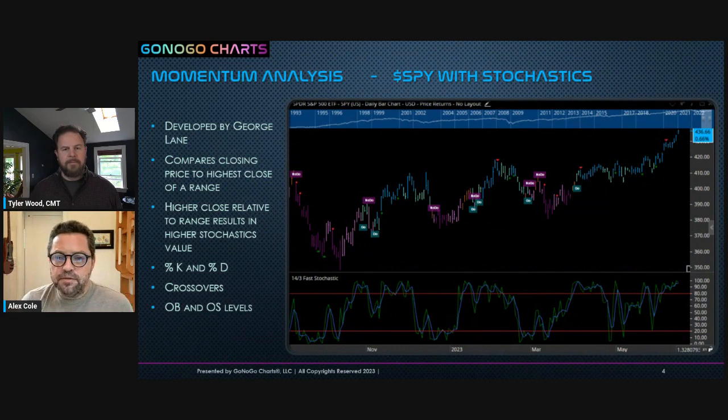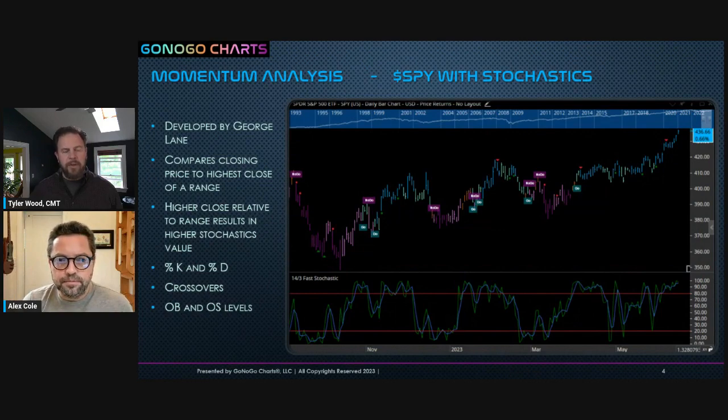So stochastics are a very, very useful indicator. We typically set these overbought and oversold levels around 80 and 20. But of course, we need to know our asset classes. We need to know our indicators and our securities. And sometimes people will tweak those levels based on what they're looking at.